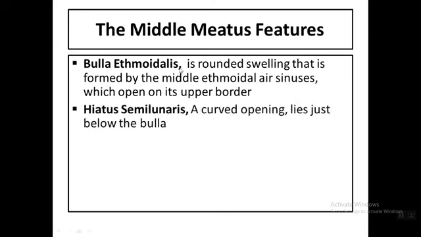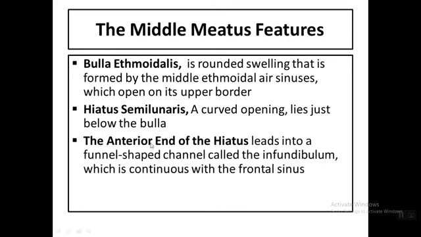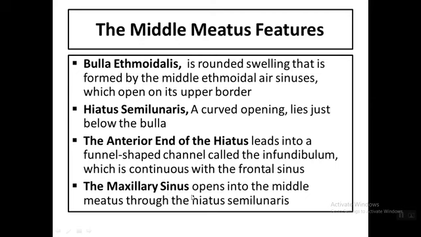Below the bulla ethmoidalis there is what we call the hiatus semilunaris. Hiatus semilunaris is a curved opening just below the bulla. What is the benefit of the hiatus semilunaris? At the anterior end of the hiatus semilunaris, it will lead into a funnel-shaped channel called the infundibulum, which is continuous with the frontal sinus. So the frontal sinus will lead into the infundibulum that opens at the anterior end of the hiatus semilunaris. The maxillary sinus opens into the middle meatus through the hiatus semilunaris.